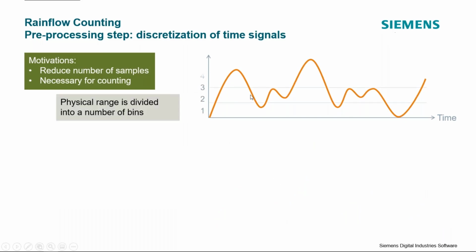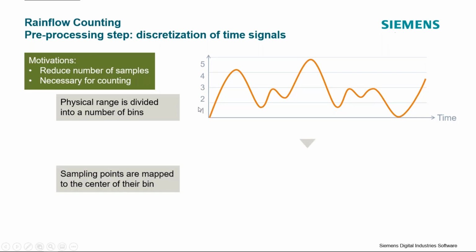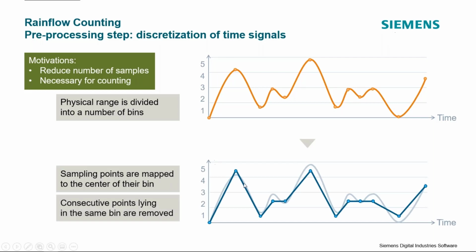We then put the leftover samples into a number of bins. So in the rainflow counting method in TestLab, we can specify a certain number of bins, and we map the sampling points to the center of the respective bin. And consecutive points lying in the same bin are removed.